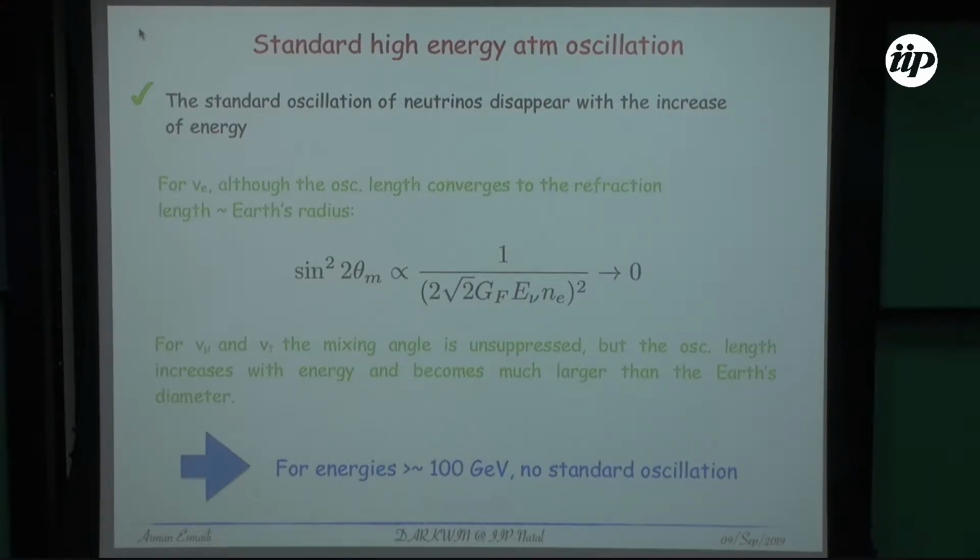But what is the oscillation of the atmospheric neutrinos? And how can we use these atmospheric neutrinos to search for new physics, basically?